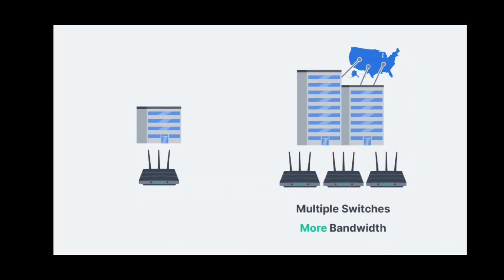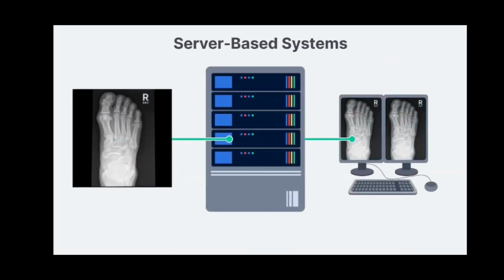In a smaller facility, the network would have fewer switches and would not need as much bandwidth. Now that we understand how networks work and how information is passed through a network, let's talk about the two kinds of MIMS networks. To start with, we'll talk about server-based systems, which is also known as client-server architecture.